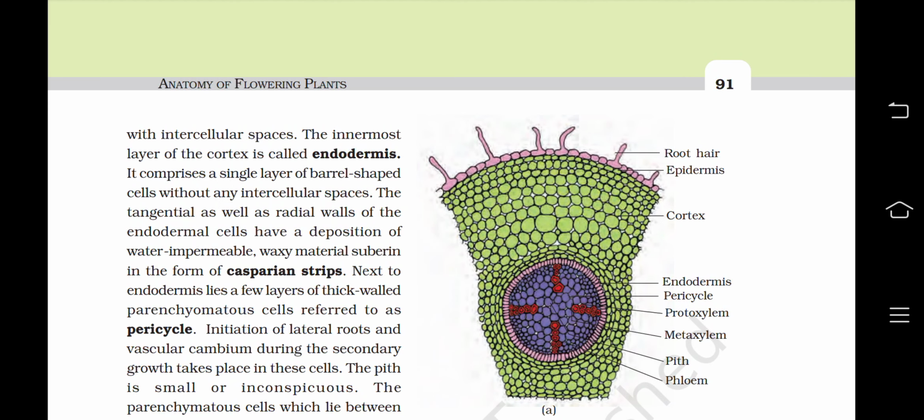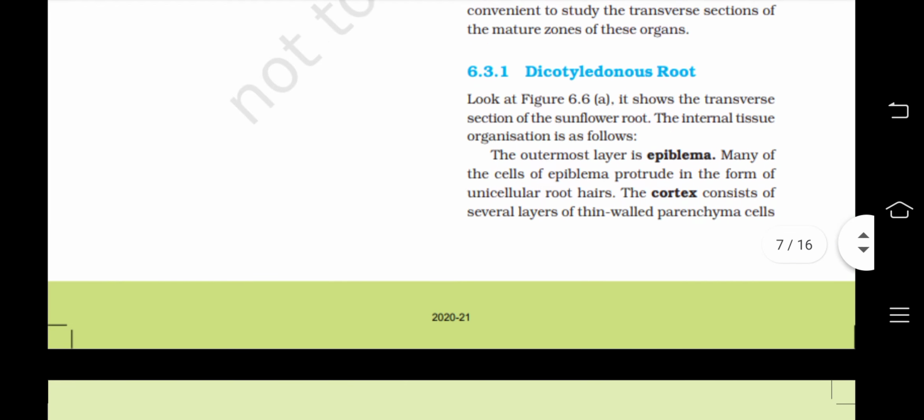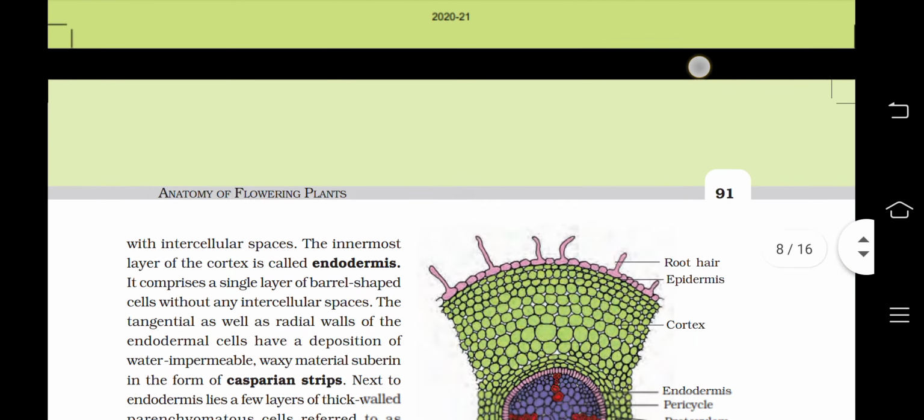So let's talk about the paragraph now. The outermost layer is epiblemma. Many of the cells of epiblemma protrude in the form of unicellular root hairs. The cortex consists of several layers of thin-walled parenchyma cells with intercellular spaces.